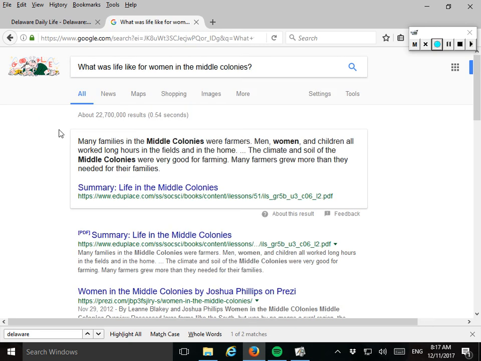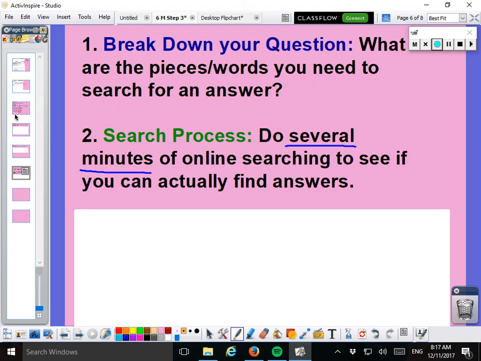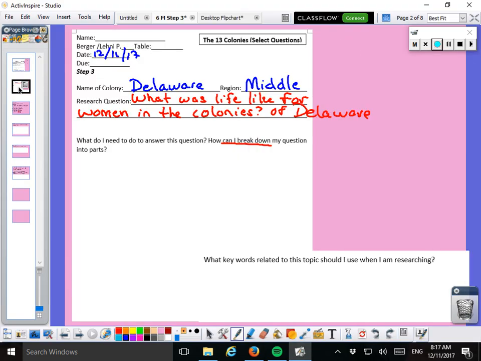And as I do this, when I'm looking for life in the middle colonies, right here, my first answer says many families in the middle colonies were farmers. Men, women, and children all worked long hours in the field and in the home. So now I've not only discovered something about women, but I've also found out about life in the middle colonies. So if farming is a key part of the colony life and women are helping participate in that work, that gives me some information that might actually guide me as I'm starting to move into my deeper research.